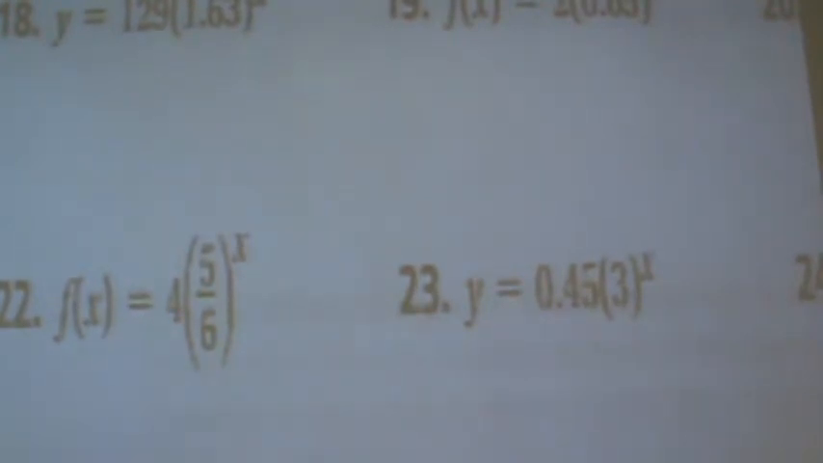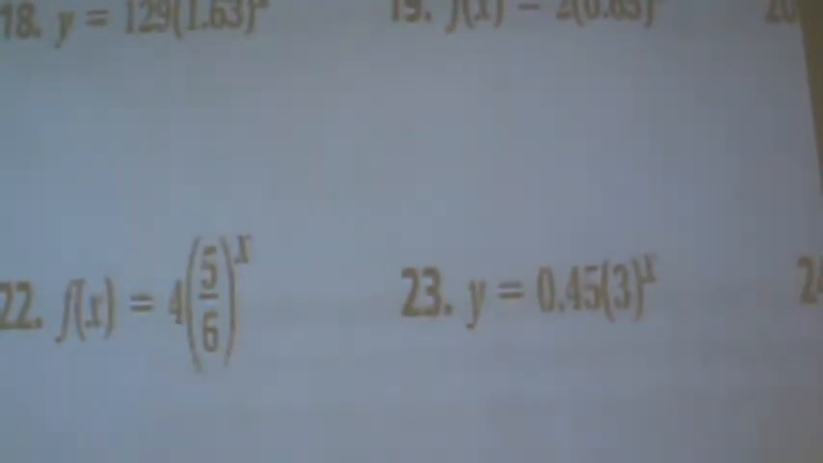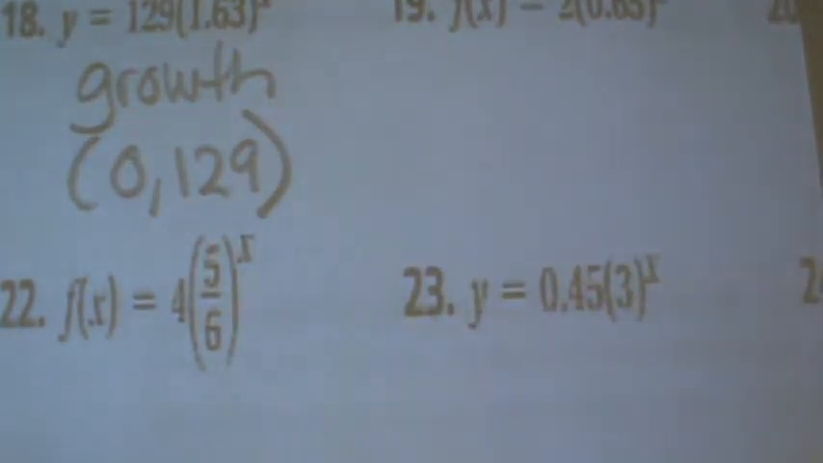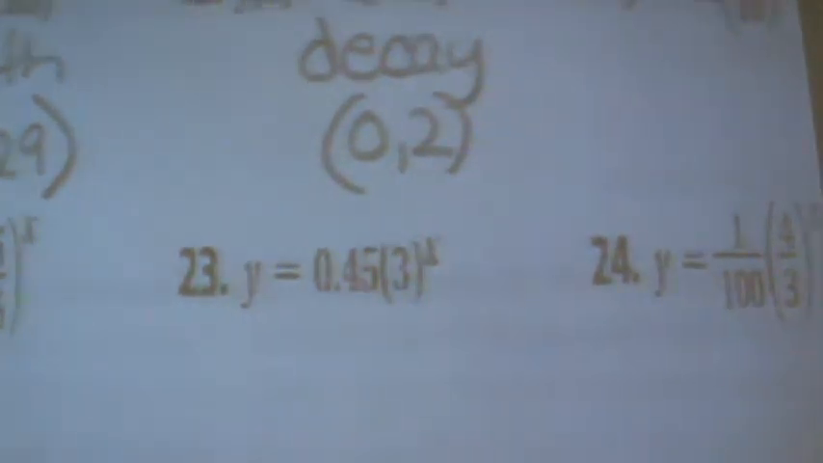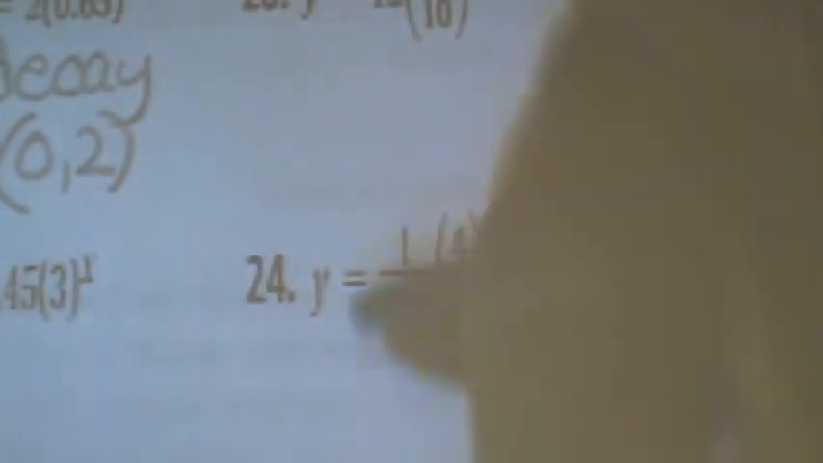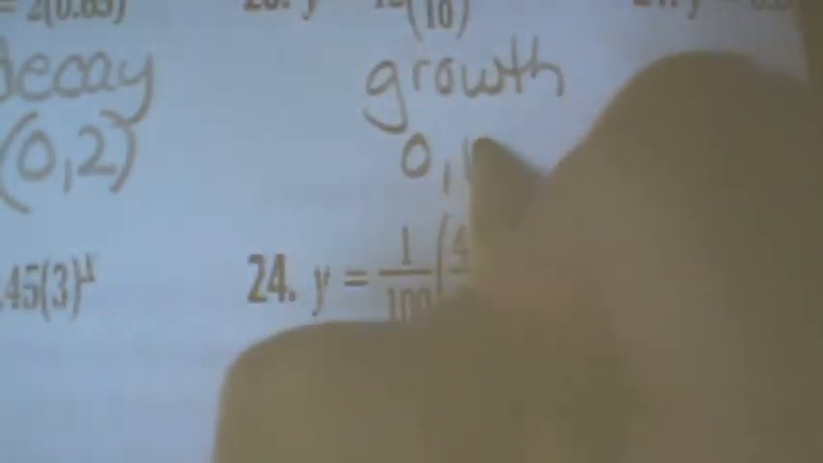All right, because it's Wednesday, let's do our homework real fast. Number 18, same thing. Is it growth or decay, and what's the y-intercept? Growth. (0, 1). Next one, decay, (0, 2). Next one, growth, because 17/10 is 1.7. (0, 12). Good job. Next one, decay.